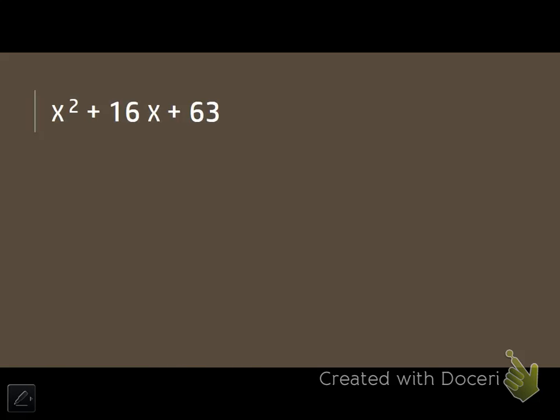So I need things that multiply to get me 63, but add to get me 16. So it's positive, so I know 9 times 7 can get me 63, which I automatically look, and that adds to get me 16, so that works. So we got x plus 9 and x plus 7.